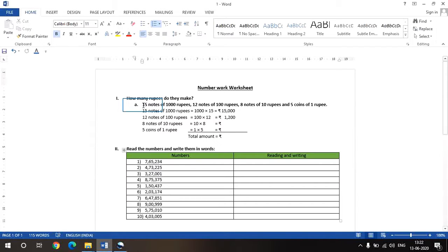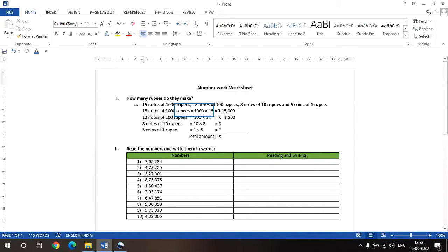First, I take this part: 15 notes of 1000 rupees. I write that below. 15 notes of 1000 rupees. And how do I find the answer to this? 1000 into 15 is equal to 15,000. Now here I have written the answers directly.